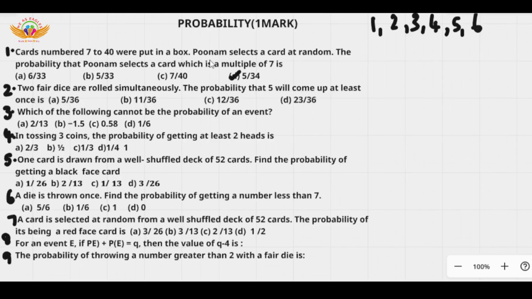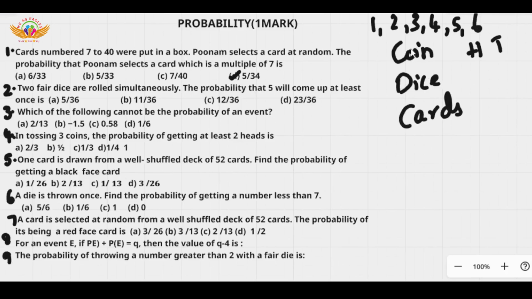So I request you all, whenever you are reading the probability chapter, the first important thing is all about a coin which has head and tail, and the next important is a dice which has numbers 1 to 6. If there are two dice, you have to know the total number of outcomes. If it is one dice, you have to know what is the total number of outcomes. Okay, another important one is all about the cards. So these three are the major things that are most frequently asked in probability.